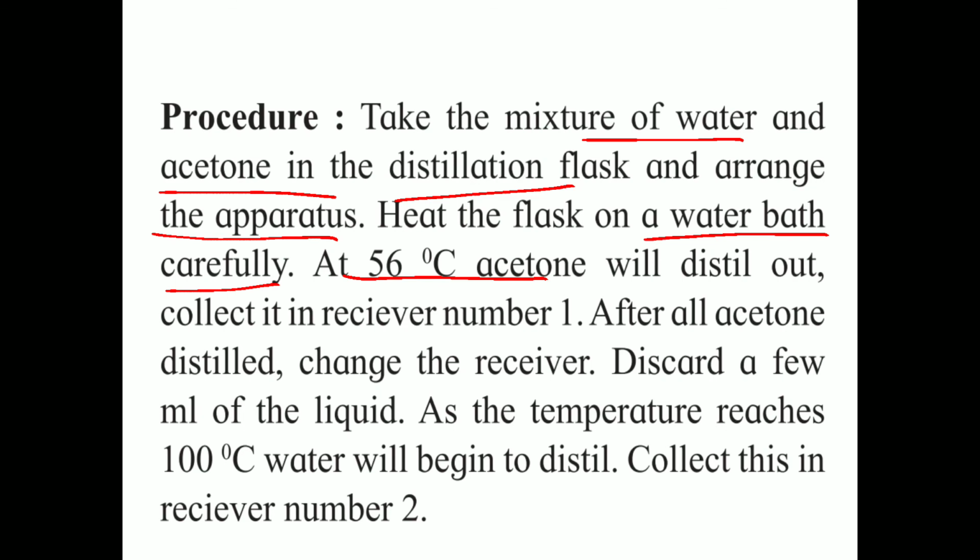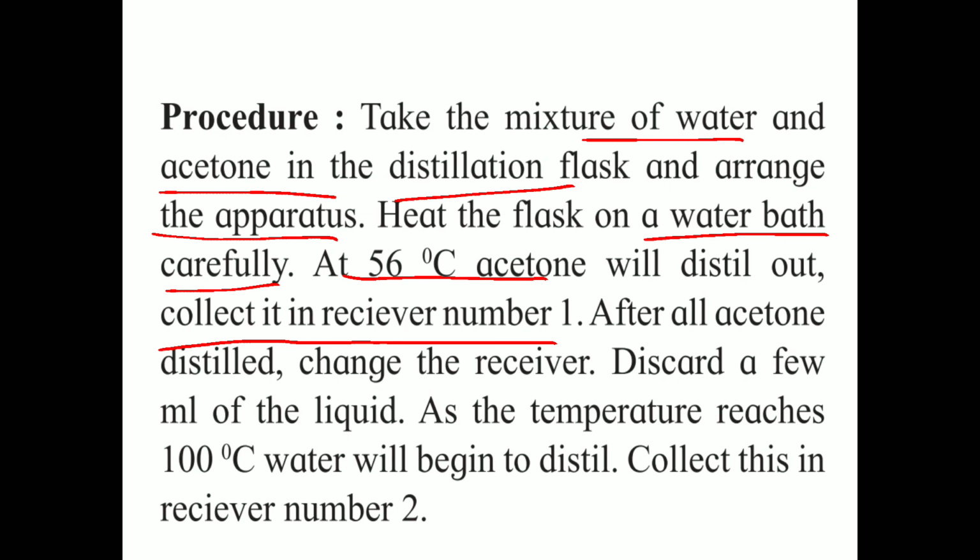At 56 degrees Celsius, acetone will be distilled out and collected in receiver number 1. That means in the round bottom flask, using the water bath, we heat the flask, and as the temperature comes up to 56 degrees Celsius, the vapors from the water condenser are converted into liquid, and this liquid, that is acetone, is collected in receiver number 1.